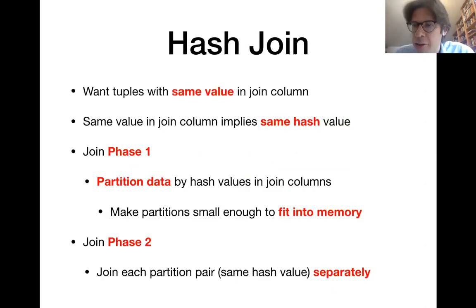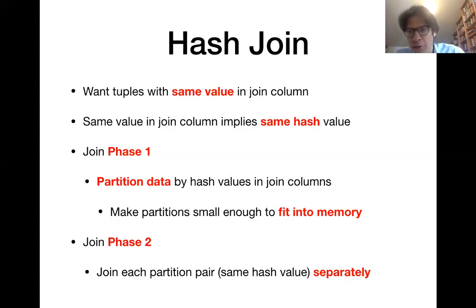Now, the first new join that we will discuss today is the hash join, which uses a hash function in order to speed up the join. So we are now focusing on equality join conditions. That means we want tuple pairs which have the same value in the join column. And of course, if they have the same value in the join column, it means they also have the same hash value in the join column for an arbitrary hash function. So we exploit this as follows.